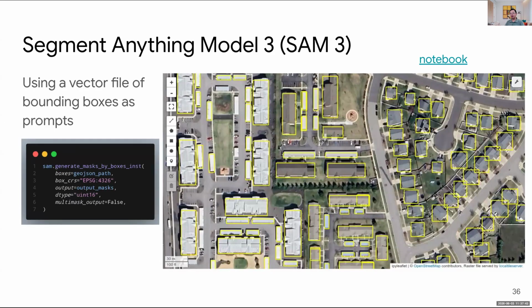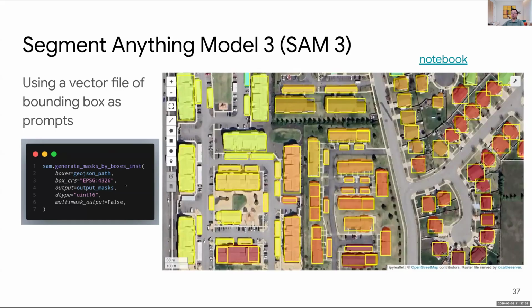You can also use vector data, a bounding box. You might have the bounding box from other data sources or from another deep learning model, but you don't have the perfect boundary, right? It's just a bounding box. In this case, I have the bounding boxes of all the buildings. Then, again with one line of code, you provide the bounding boxes, and you will get the segmentation for all the buildings in your imagery.